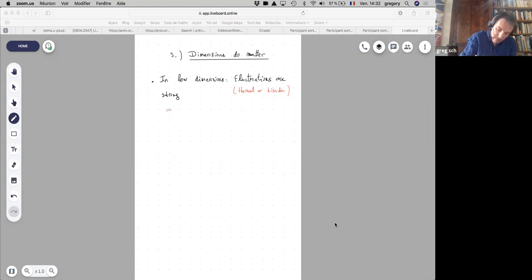Now, it turns out that a similar scenario happens in the localization problem, and essentially what happens is that in low dimensions, as soon as you put some disorder, the disorder will destroy any kind of order. And in this language, this means that all the particles become localized as soon as you have some infinitesimal disorder in your sample. Low dimension here in this case means basically d equals 1 and d equals 2.